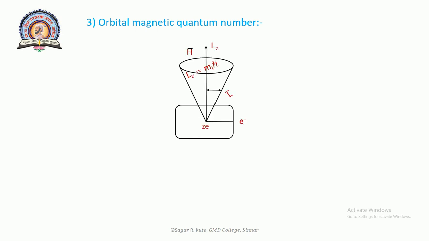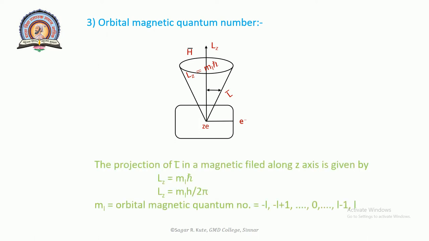Now third is the orbital magnetic quantum number. The projection of L bar on the magnetic field along the z axis is given by Lz is equal to ml h cross, that is Lz is equal to ml into h upon 2 pi. Ml is the orbital magnetic quantum number, that is minus l, minus l plus 1, 0, up to l minus 1 and l.